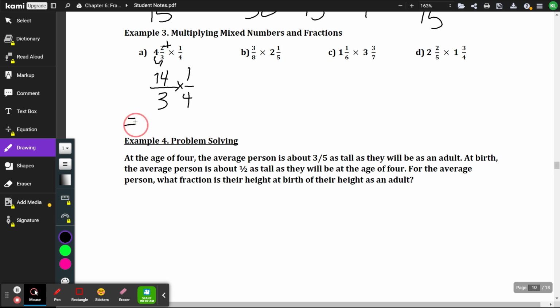This is going to give me 14 times 1 is 14. 3 times 4 is 12. I need to remember to reduce if possible. Find it in simplest form. Reduce if possible.